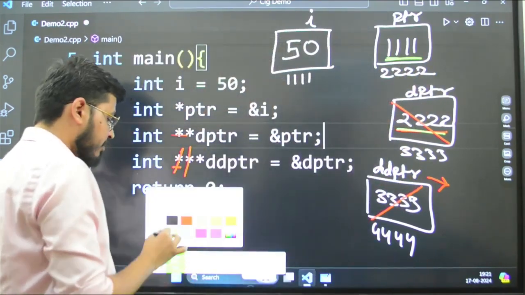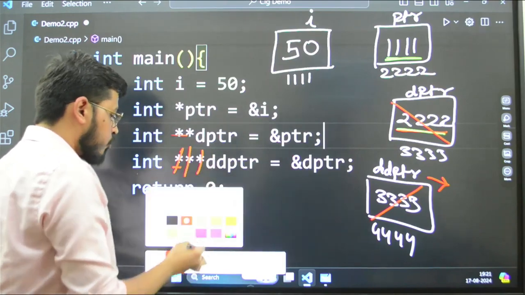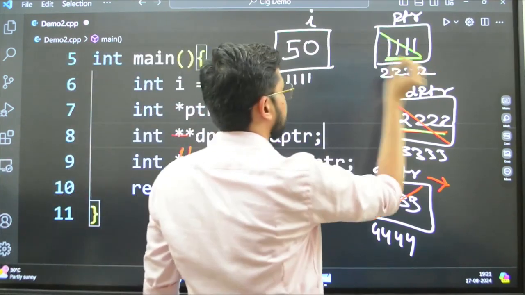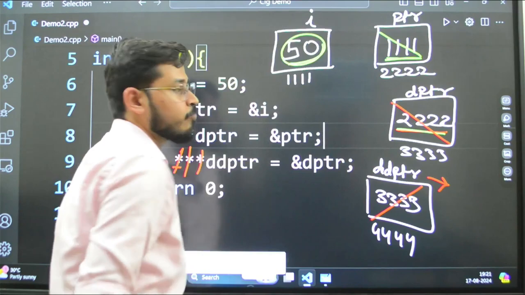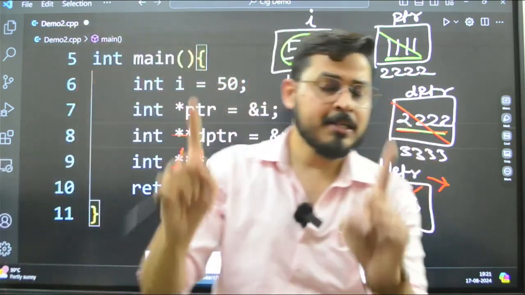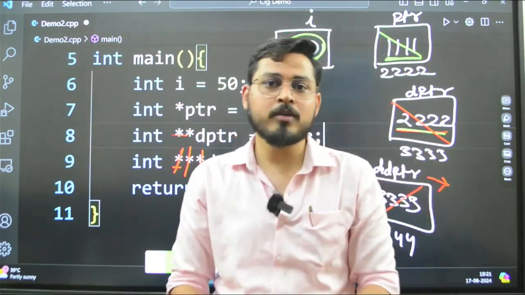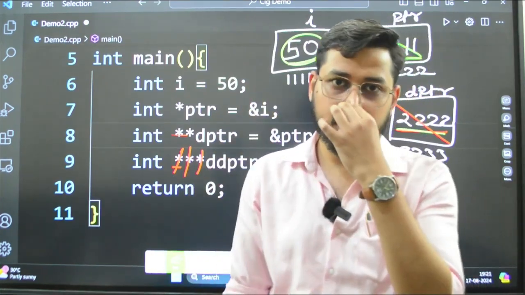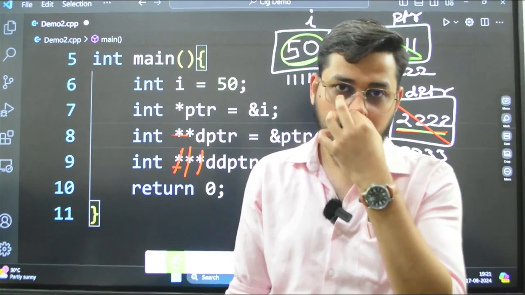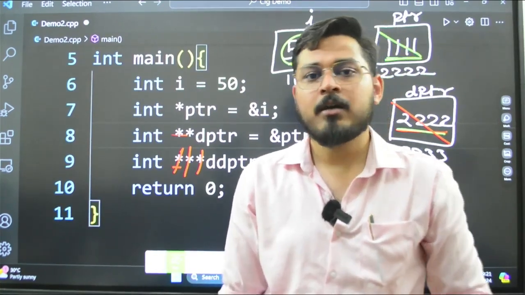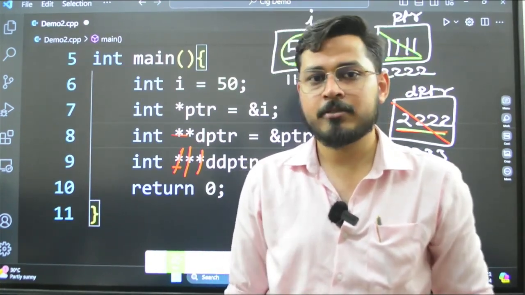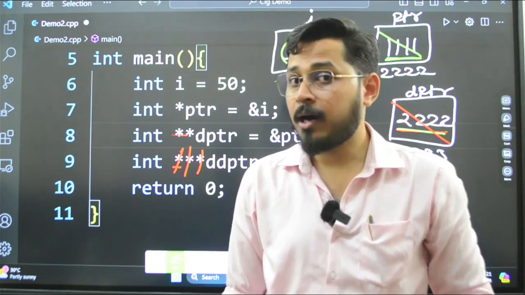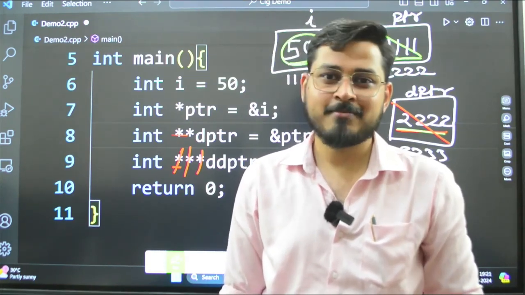And I dereferenced it again one more time. So what happened? I reached here, 50. Guys, remember this. Ultimately, I want to reach that particular value, and for that reason only I am using double pointers. I hope this is very much clear.